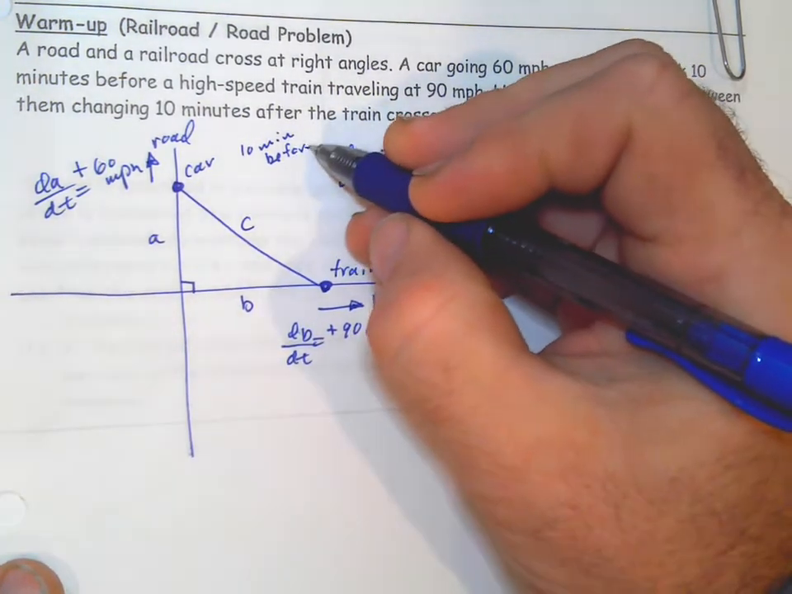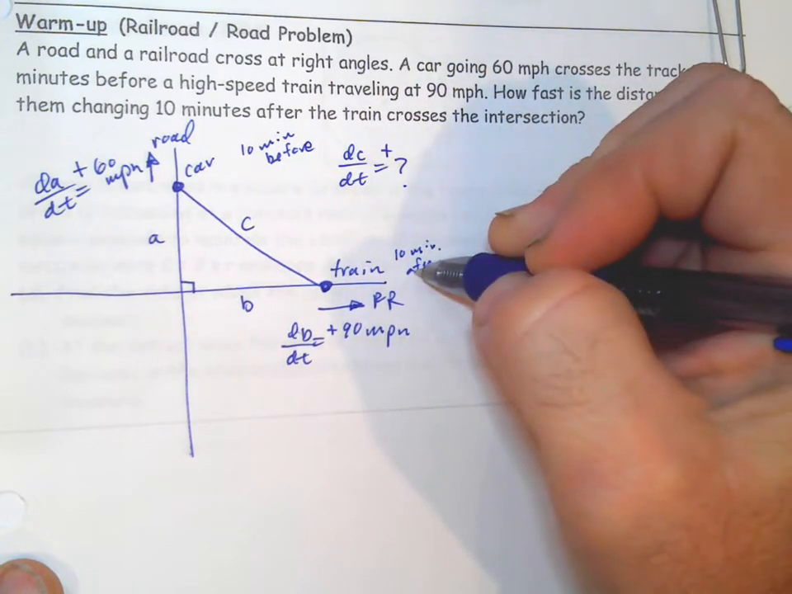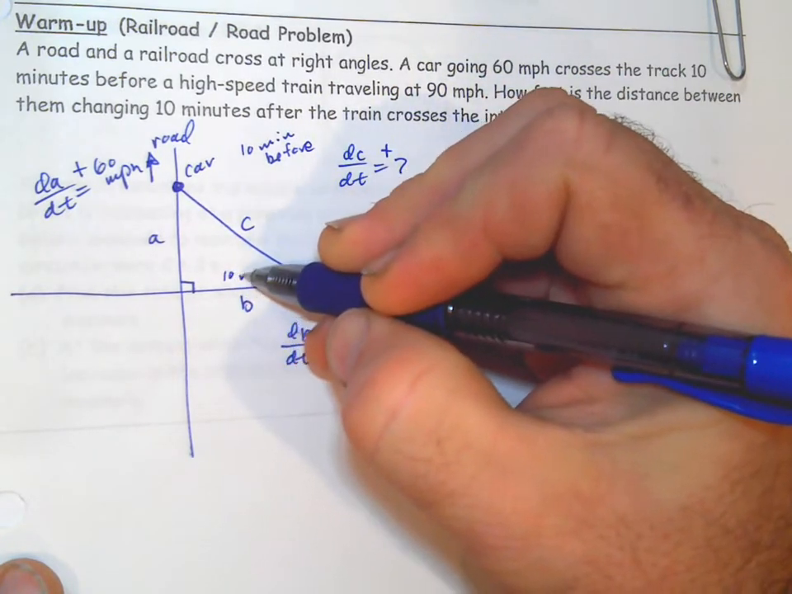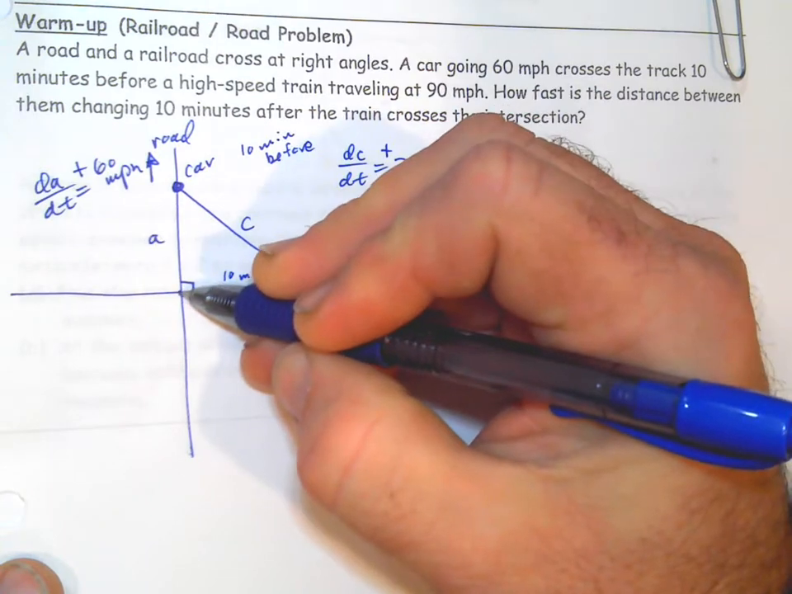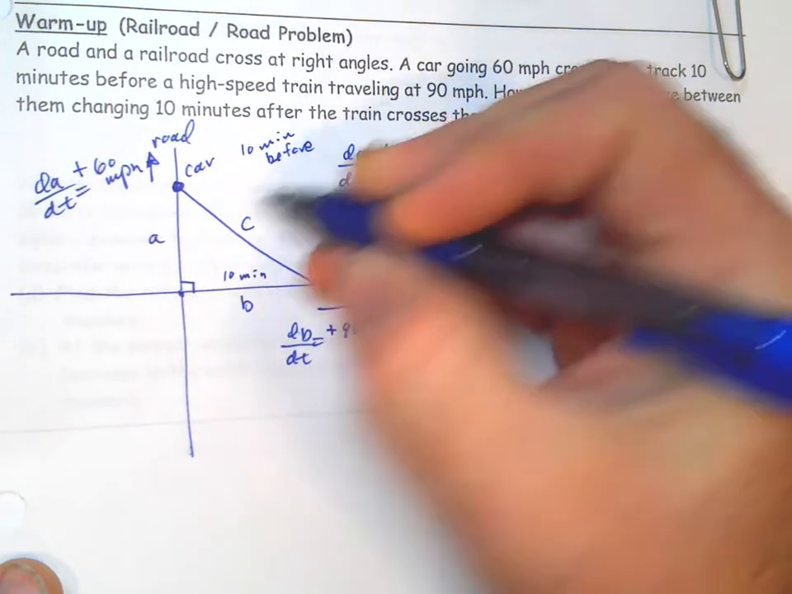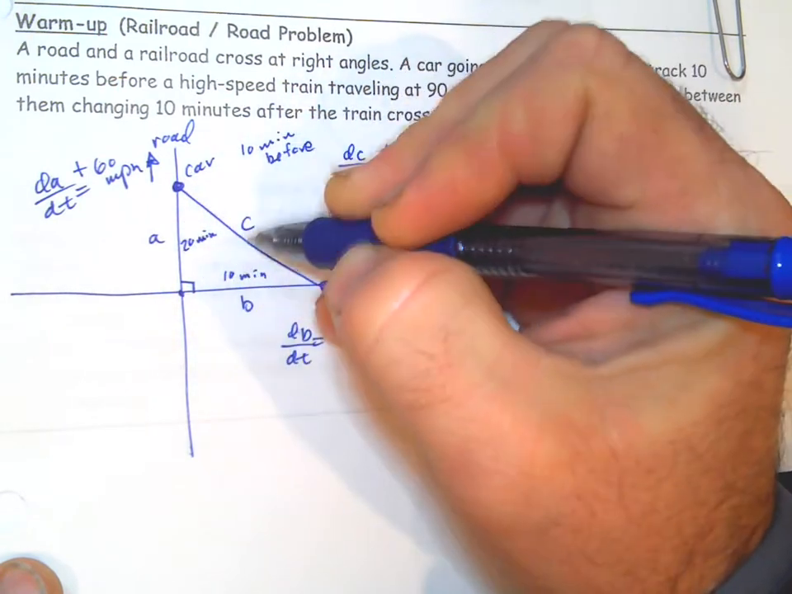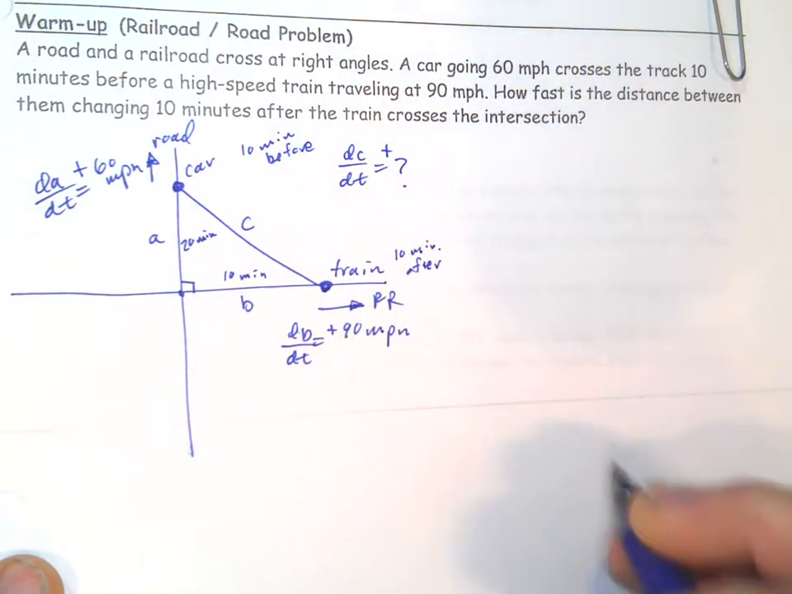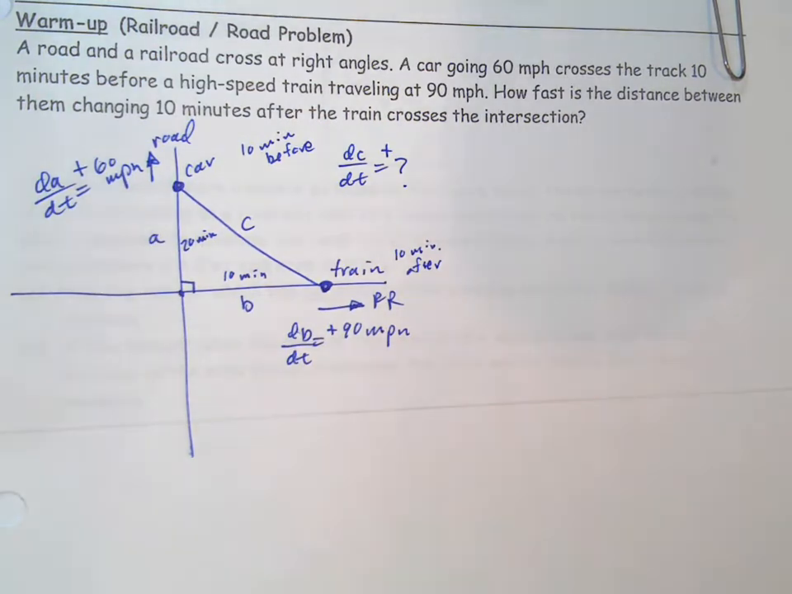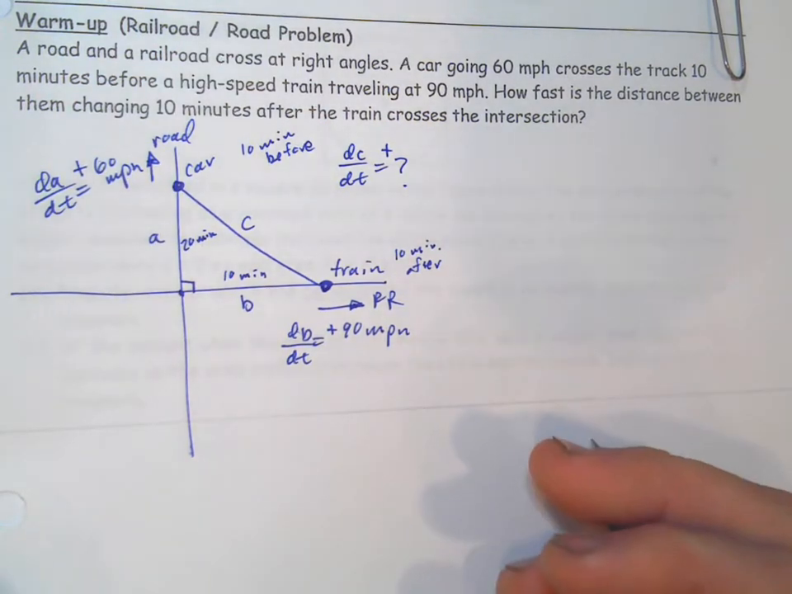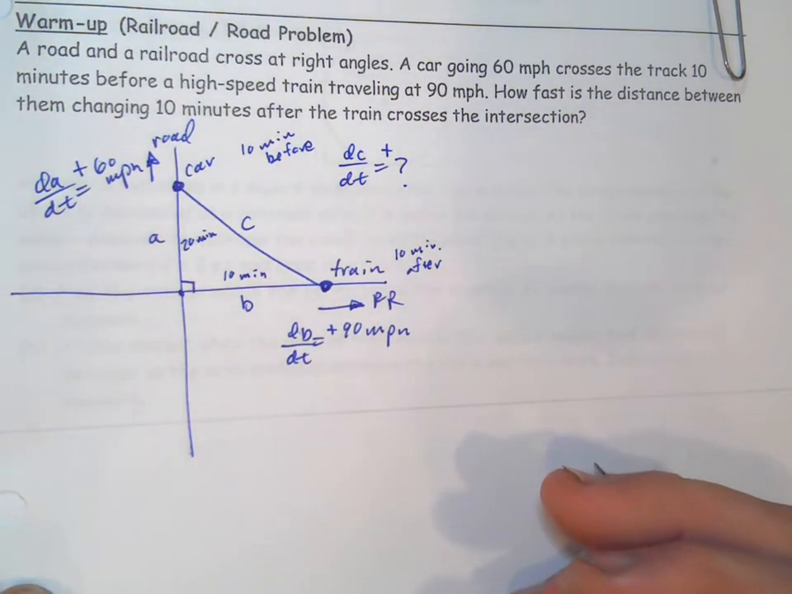Now the time stuff, if this is 10 minutes after this, that means that this represents 10 minutes of time has passed. But this one's going to be 20 minutes because this one said that the car passed through the intersection 10 minutes before the train. And now we're looking at 10 minutes after the train has gone through, so that'd be 20 minutes after the car has gone through. I don't know if that makes sense.